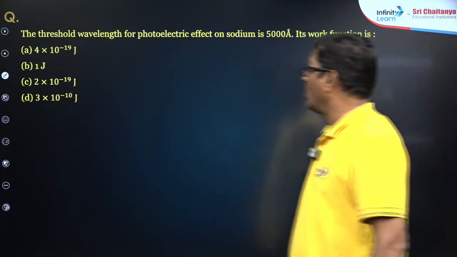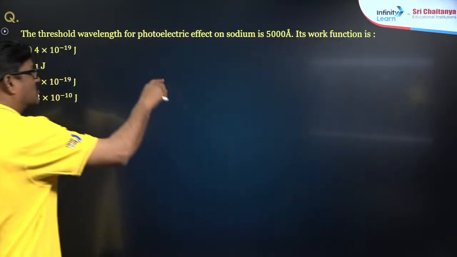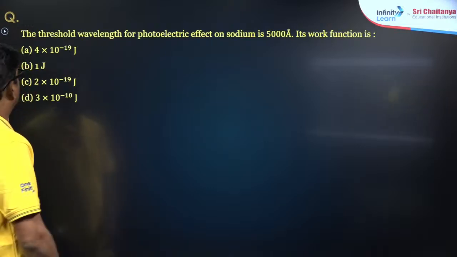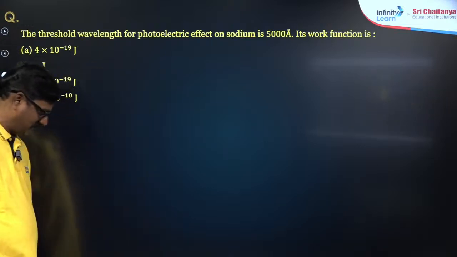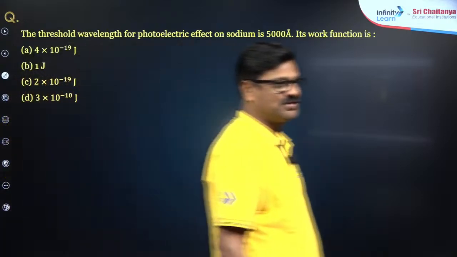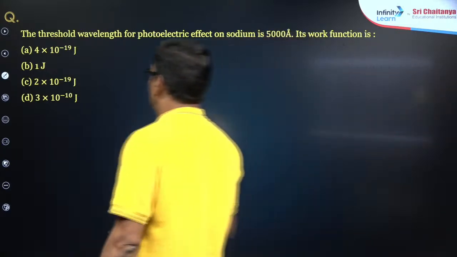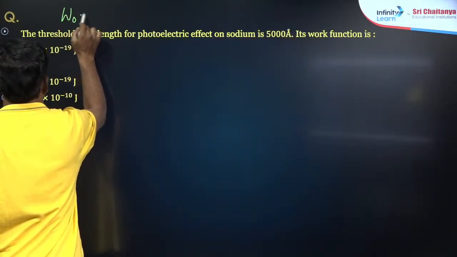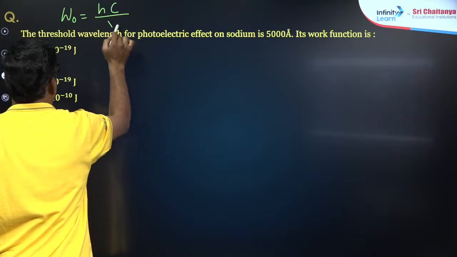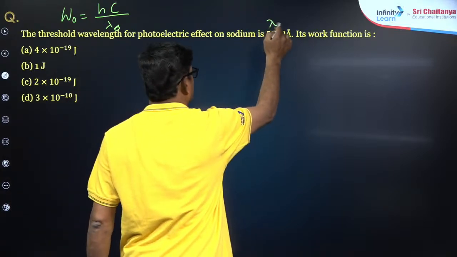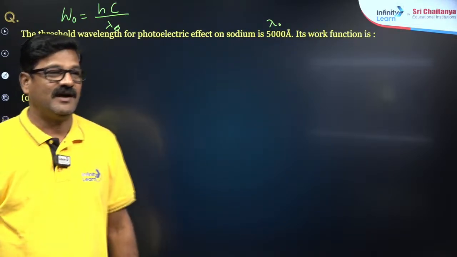Next, the threshold wavelength for the photoelectric effect on sodium is 5000 angstrom units. Its work function is? You can do it quickly. Ayush Raj. Threshold energy is equal to hc by lambda naught. Lambda naught is given, 5000 angstrom units. You have to take the hc values.